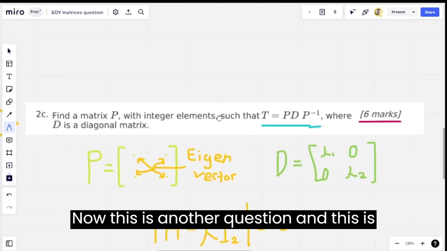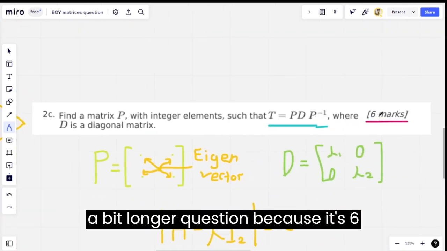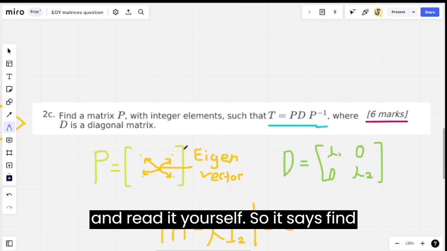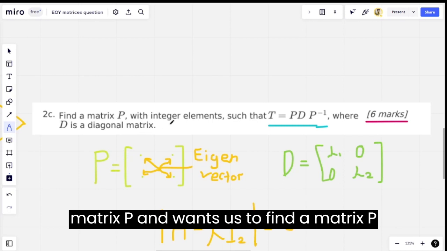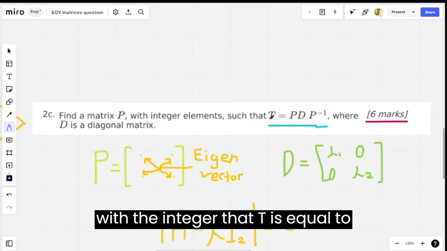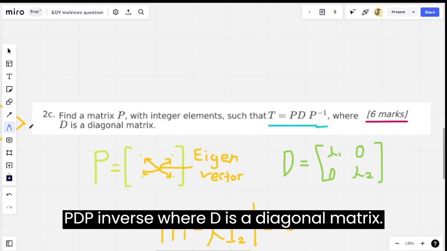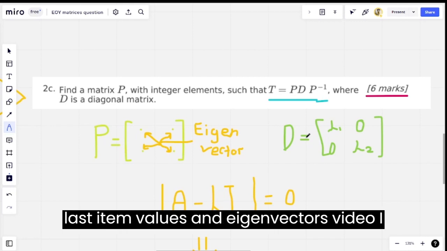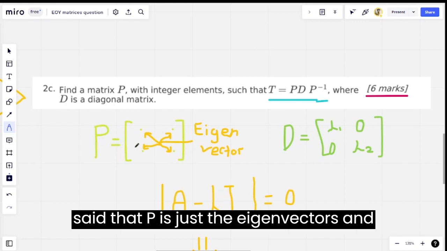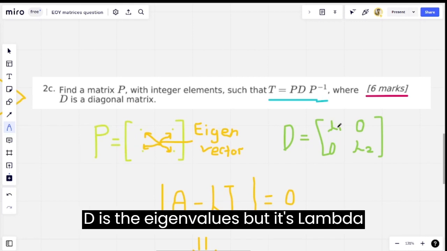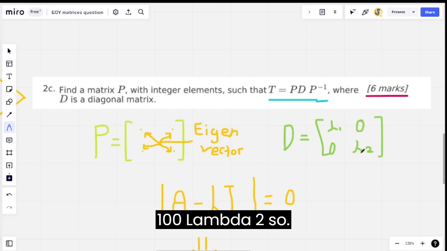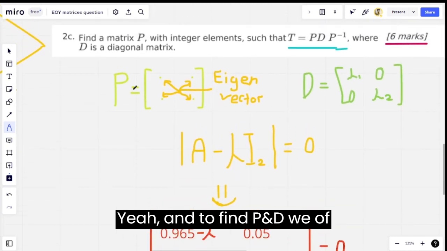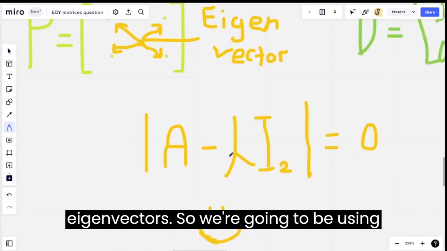Now, this is another question, and this is a bit longer because it's 6 marks. You can pause the video and read it yourself. So it says find matrix P. It wants us to find matrix P with the integer that T is equal to PDP inverse, where D is a diagonal matrix. Now, I already spoke about P and D in my last eigenvalues and eigenvectors video. I said that P is just the eigenvectors and D is the eigenvalues, but it's lambda 1, 0, 0, lambda 2. And to find P and D, we of course have to find the eigenvalues and eigenvectors.